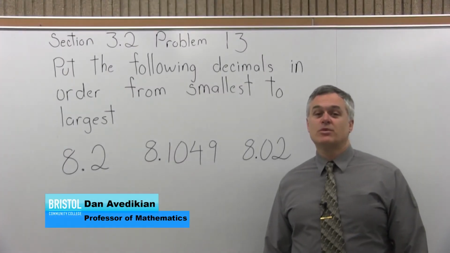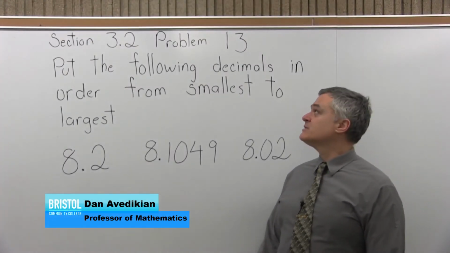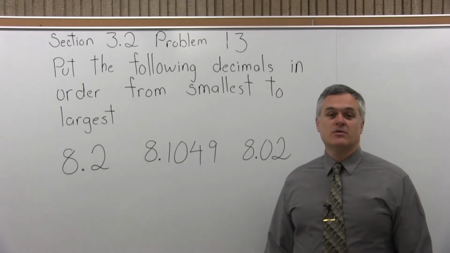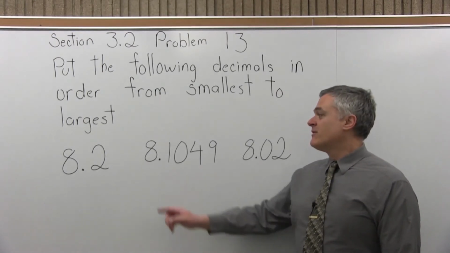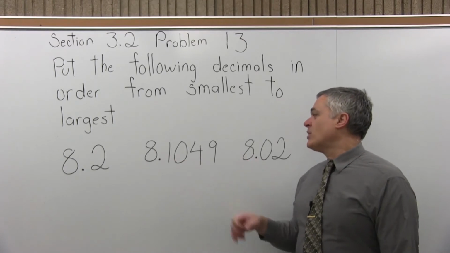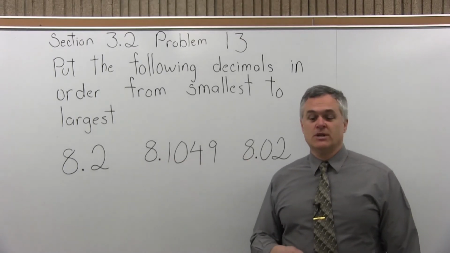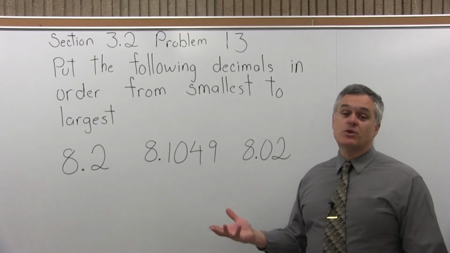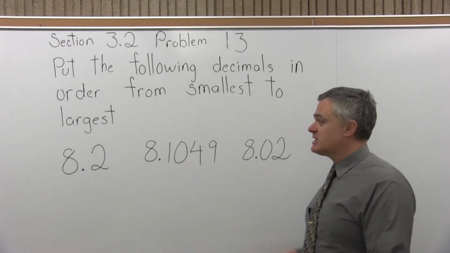This is Section 3.2, Problem 13. It says put the following decimals in order from smallest to largest. We have 8.2, 8.1049, and 8.02. So let's find the smallest one, write that first, and then the next biggest.